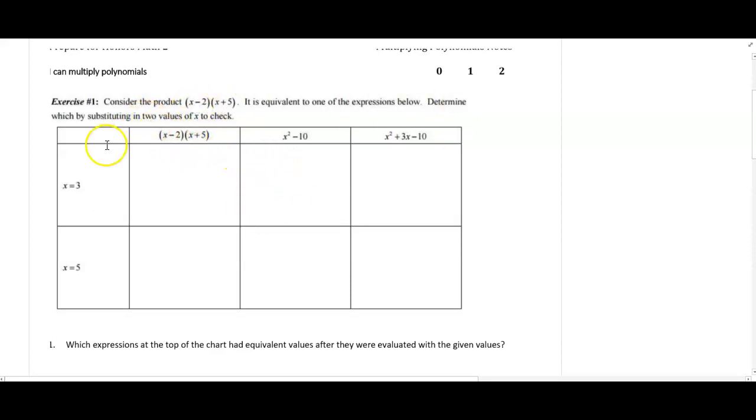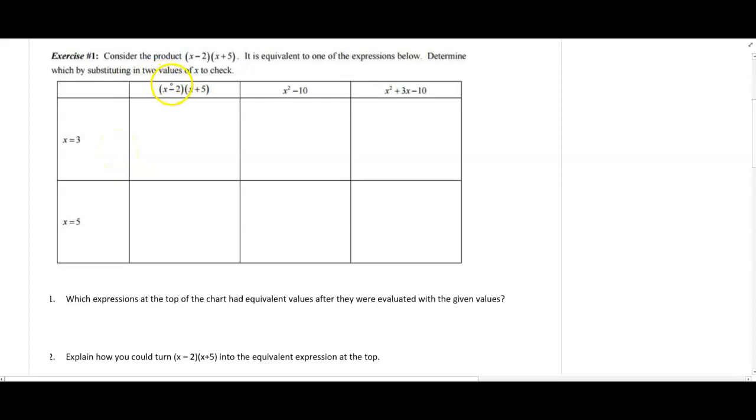Determine which one it's equivalent to by substituting in the two values. So what they're saying is this expression here is either equivalent to this or this. Which one would it be? Now remember, if we take this value of 3 and we plug it in here, and we use correct order of operations to evaluate it, 3 minus 2 is 1, 3 plus 5 is 8, 1 times 8 is 8. So now, the question is, which one of the expressions gives us an equivalent value?